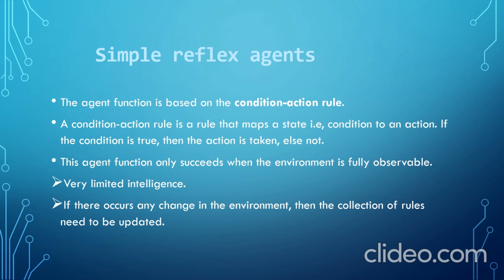The simple reflex agent has very limited intelligence. If there occurs any change in the environment, then the collection of rules needs to be updated. If changes are made to the environment frequently, then the collection of rules has to be updated frequently. This is the disadvantage of the simple reflex agent.